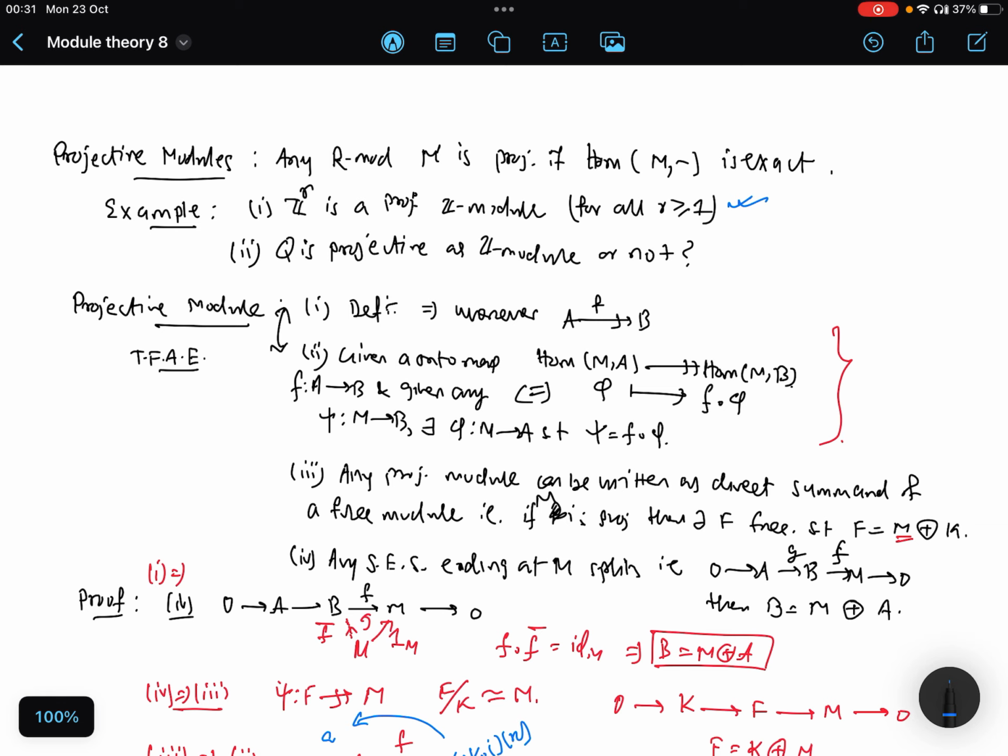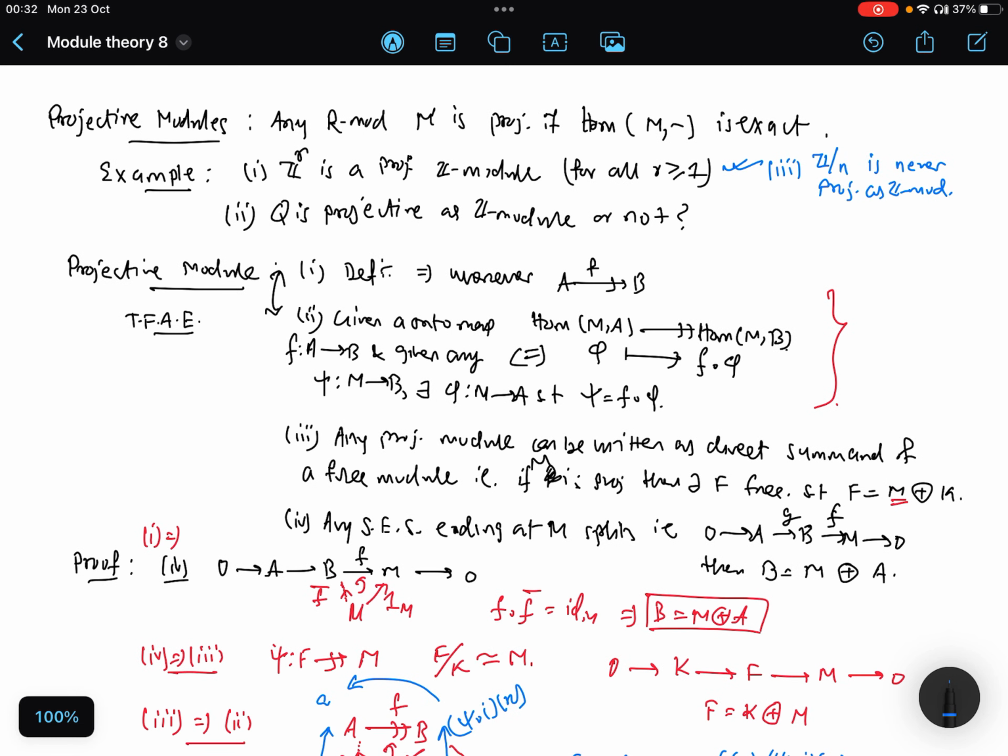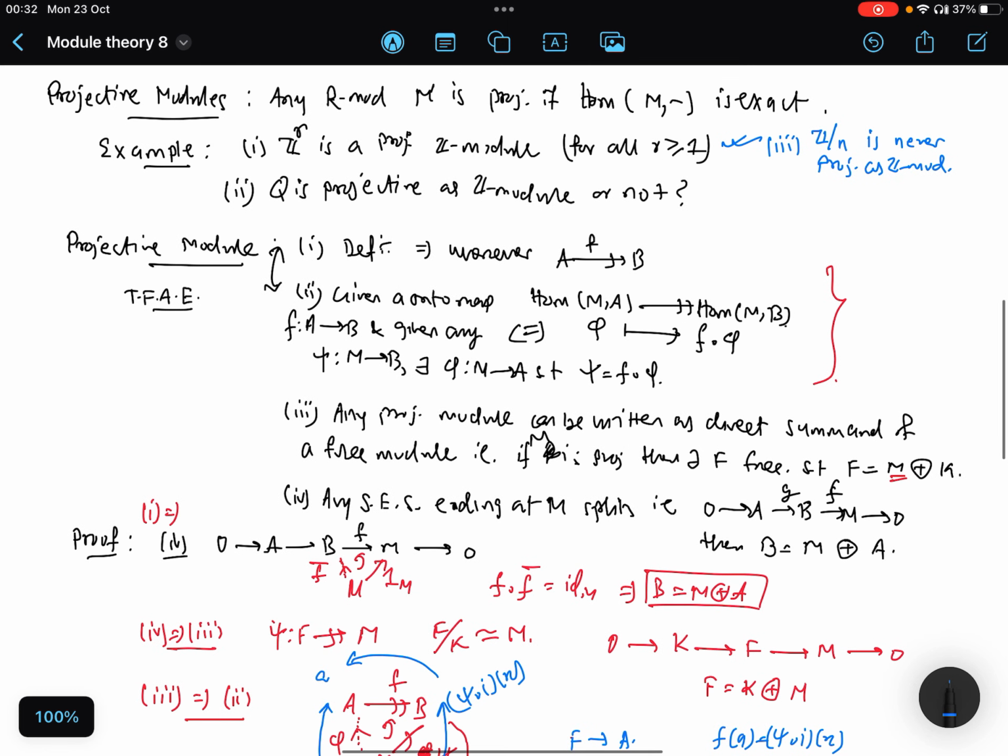And also from that logic, you can say any finite abelian group, or in particular any cyclic group Z mod n, is never projective as a Z-module. Right? It's very important to know on which ring we're talking about, because Z mod n is a projective module as a Z mod n-module itself, because it is a free module. Right?